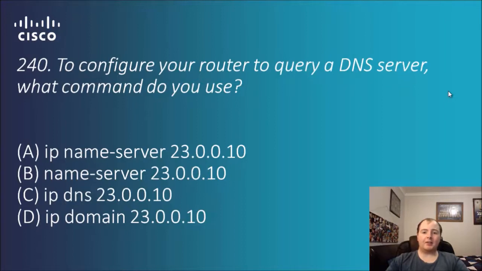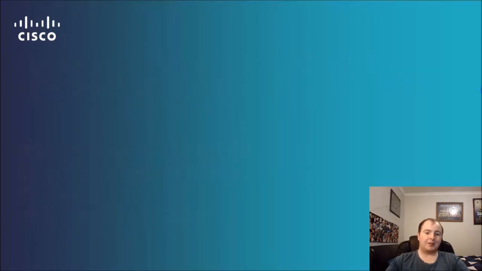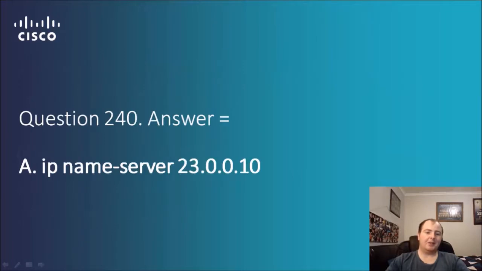240. To configure your router to query a DNS server, what command do you use? IP name server address, IP DNS address, IP domain address, DNS server. That has to involve names as we're after domain name system, so it's probably going to be one of the top two. And yep, you can pretty much pick a winner. It's A, IP name server.